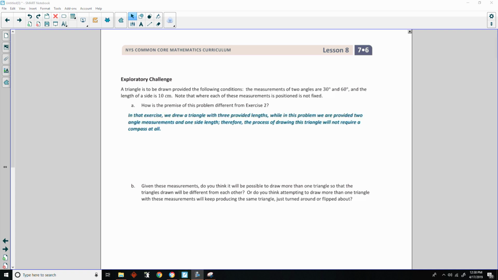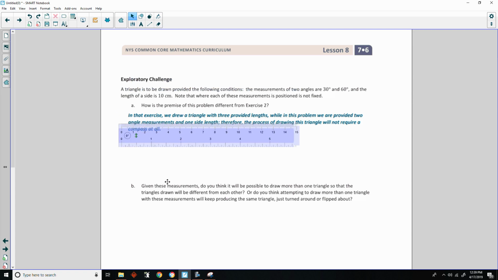Okay, so in exercise 2, we drew a triangle with 3 provided lengths, while in this problem we are provided 2 angle measurements and 1 side length. Therefore, the process of drawing this triangle will not require a compass at all. Okay, but what will it require? Okay, well, we need a ruler, so I'll take my ruler.